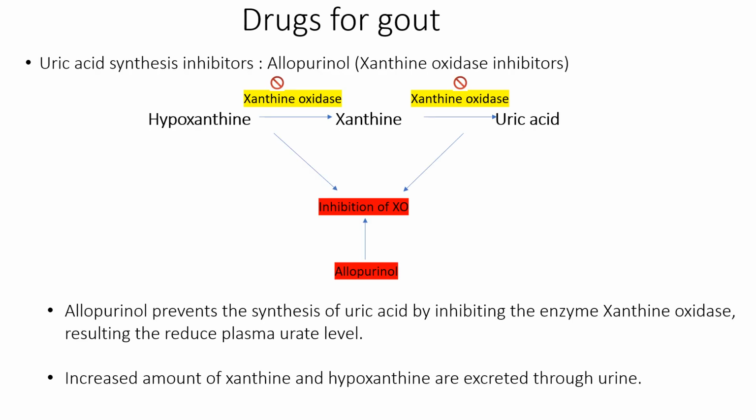Allopurinol prevents the synthesis of uric acid by inhibiting the enzyme xanthine oxidase, resulting in a reduced plasma urate level. This is the mechanism where hypoxanthine is converted to xanthine, and xanthine is further converted to uric acid in the presence of the enzyme xanthine oxidase. Allopurinol inhibits the action of this enzyme, which in turn reduces the production of uric acid. The increased amount of xanthine and hypoxanthine is excreted through urine.